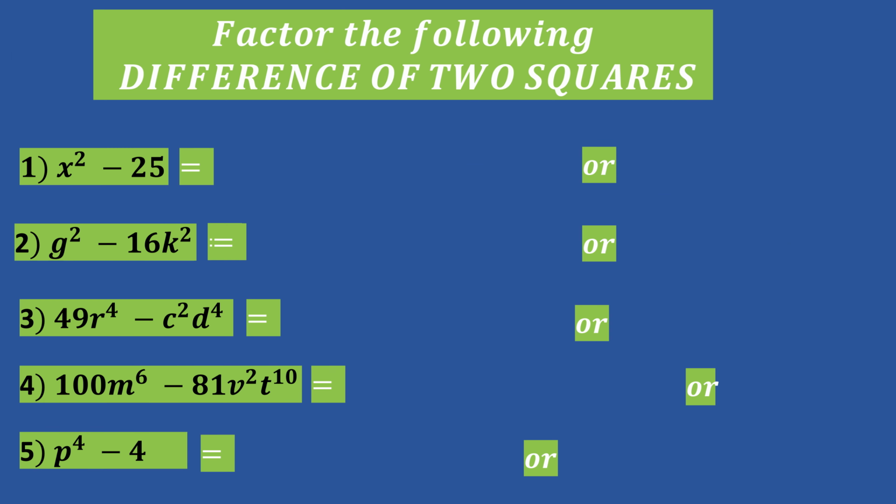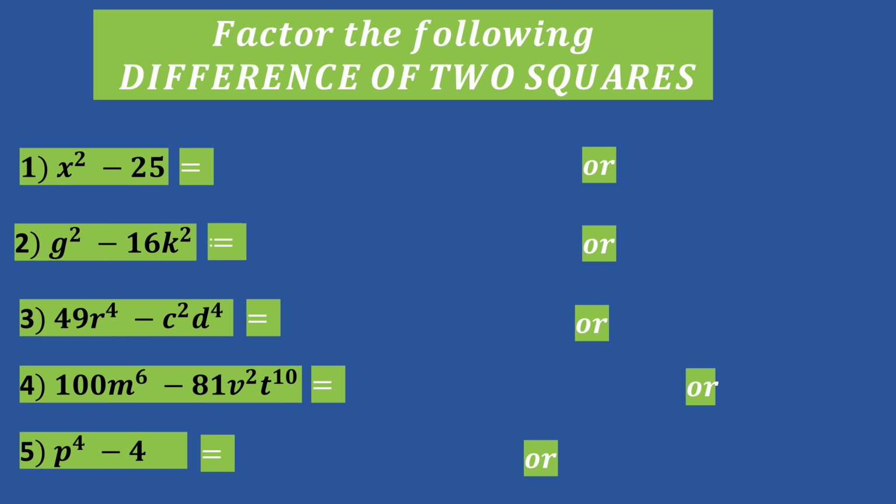Okay, so since you are already familiar with a constant which is a perfect square, as well as an algebraic expression to be a perfect square, now this time we will be factoring the following difference of two squares. Remember that all the expressions are perfect squares. So why are they said to be a difference of two squares? And how do we factor a difference of two squares?